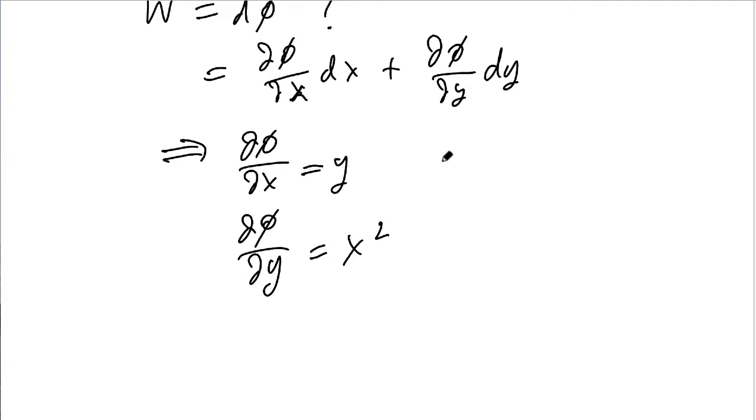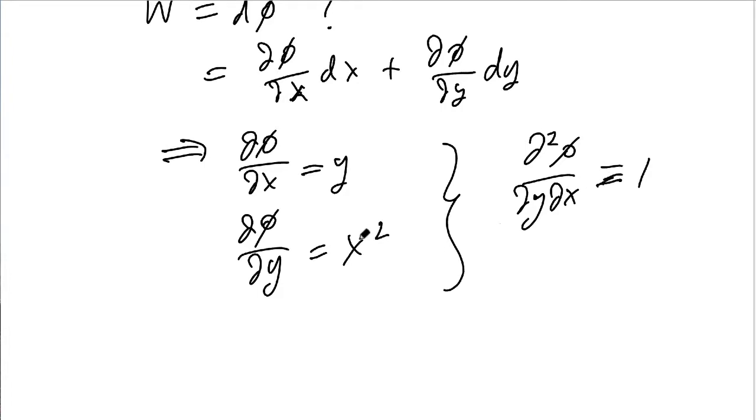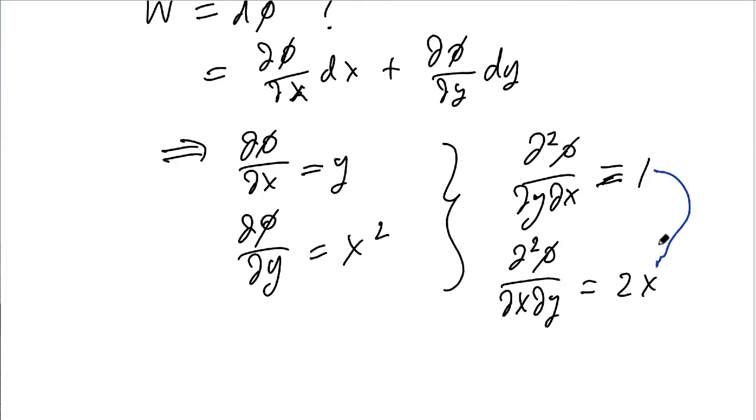One way you can convince yourself that that's true is by differentiating this equation with respect to y. So we would have the second partial of phi with respect to y and x equal to 1. But if we differentiate this expression with respect to x, we have the second derivative of phi with respect to x and y equal to 2x. Now these must be the same for any suitably nice function phi. So the fact that these are different tells us that there is no function phi that has the property that d phi is w.